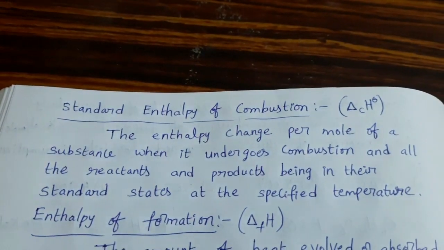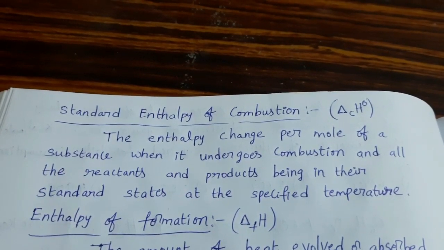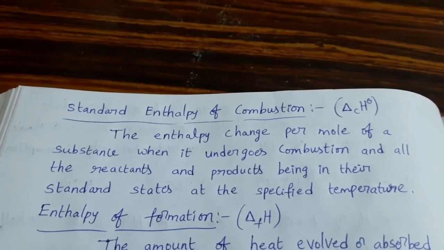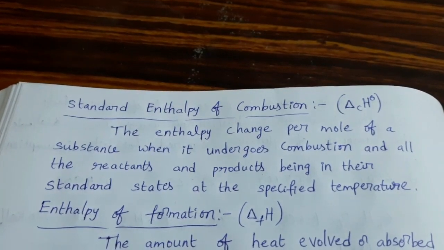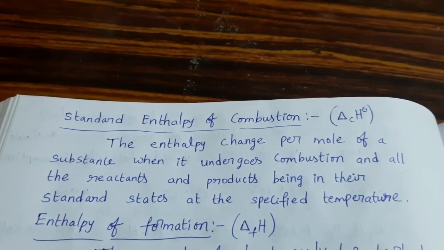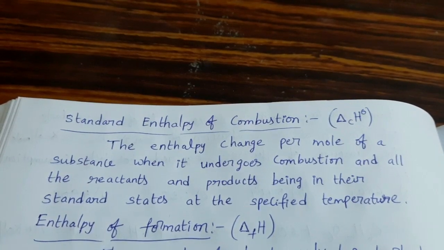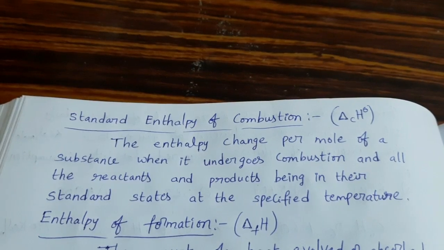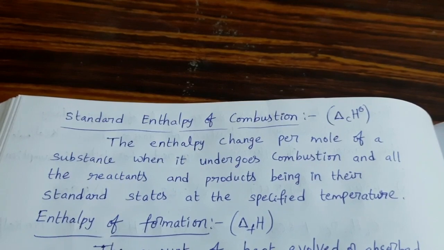Standard enthalpy of combustion, delta C H naught. The enthalpy change per mole of substance when it undergoes combustion, with all the reactants and products being in their standard states at the specified temperature. So already we know about the standard state: reactants and products all are present in their standard state, and 1 mole of a substance undergoes combustion. The enthalpy change related to this reaction is the standard enthalpy of combustion, represented by delta C H naught.